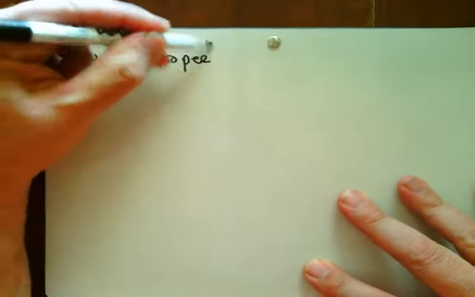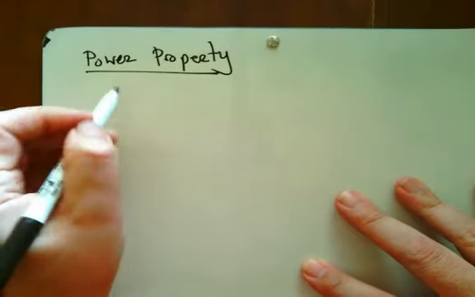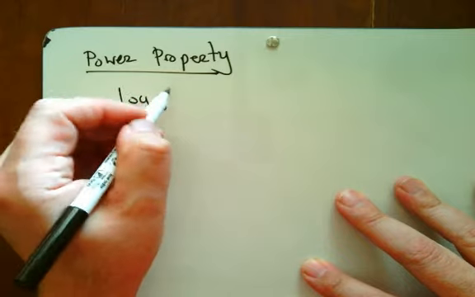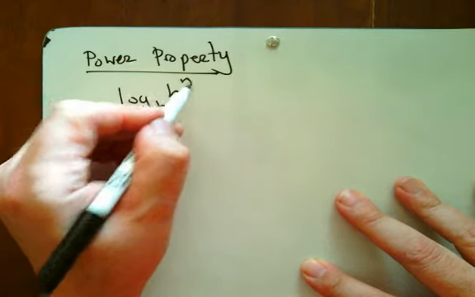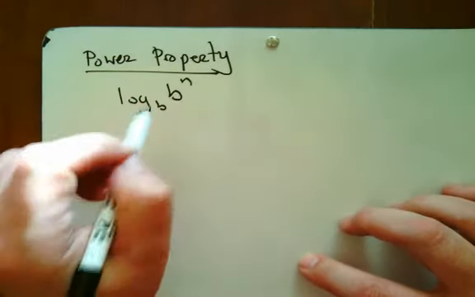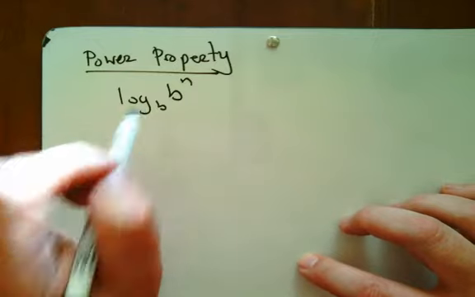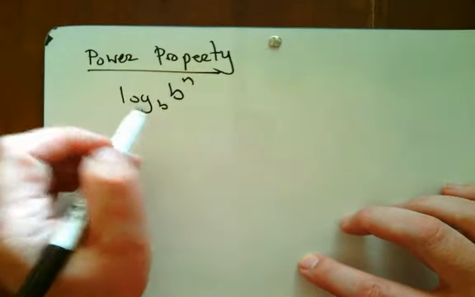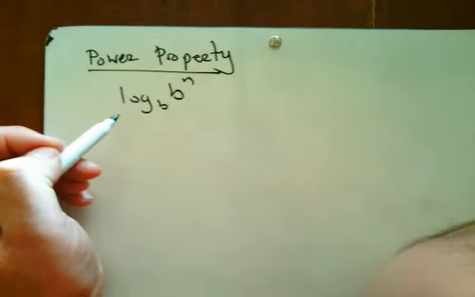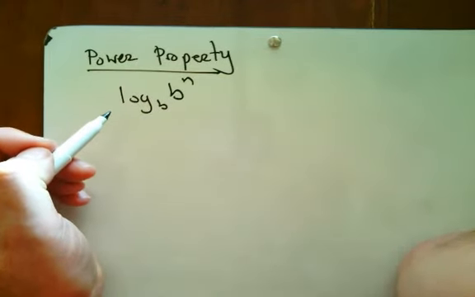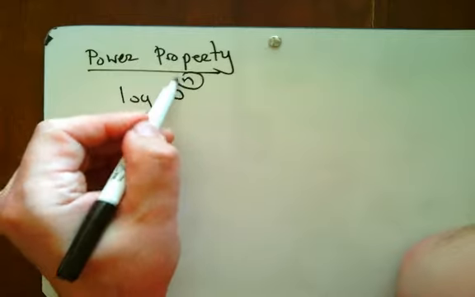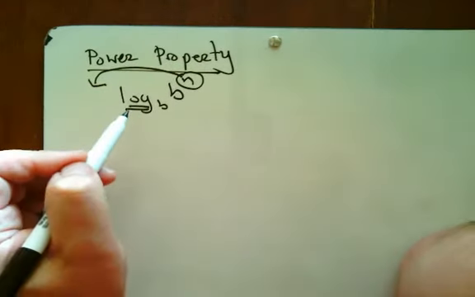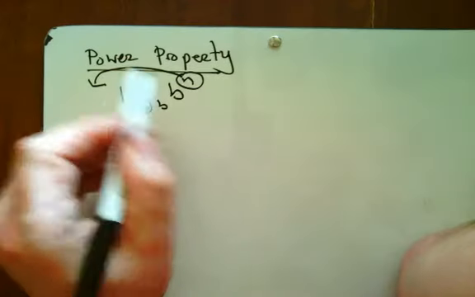Okay, our last log property is the power property. Log base b of b to the n. Now, we already know what this is. We've done it with scorpion tail today. We've done it by taking b to the power of and log base b and crossing them out because they're inverses. But I'm going to do something different here.